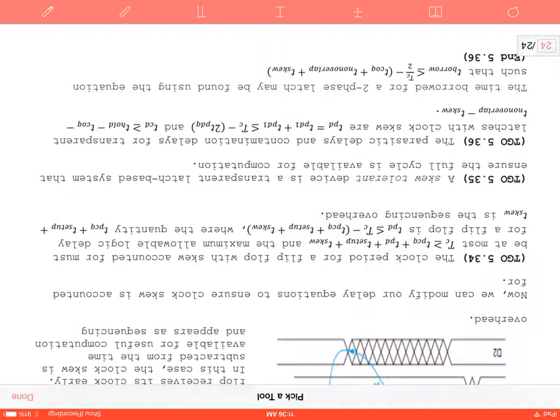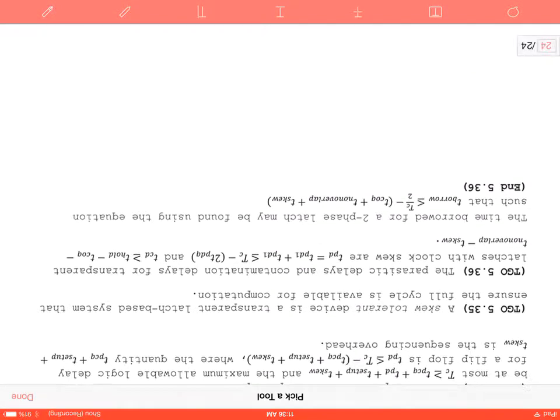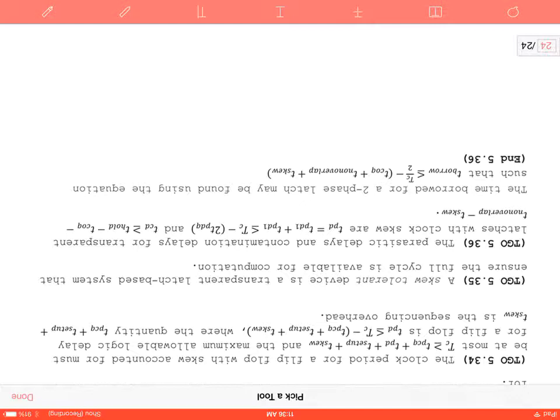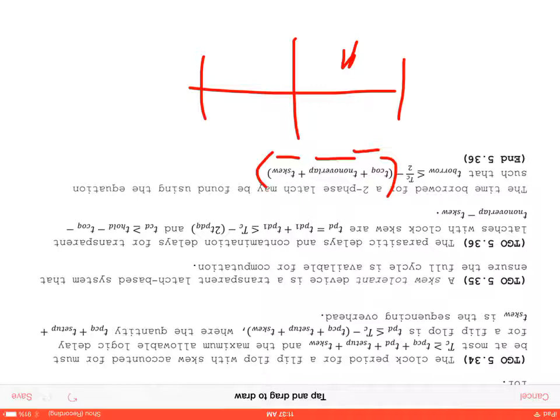And finally, the time borrow time for a two-phase latch may be found using the time borrow is less than or equal to our cycle time divided by 2. Let me scroll up for those of you in the back. Minus the quantity T contamination DQ here plus non-overlap plus TCQ. So it's the same thing where we had half of our cycle time. We had phase 1 and phase 2, but now we have to account for skew.